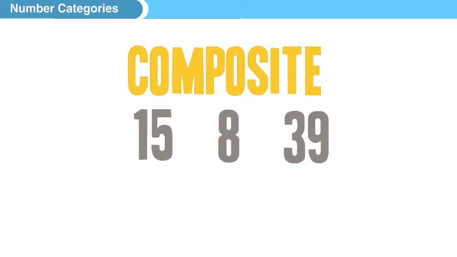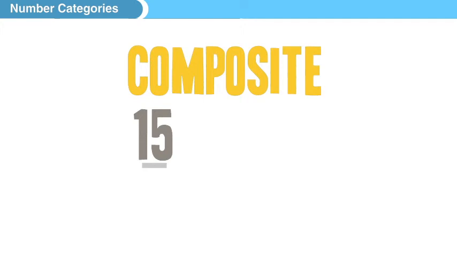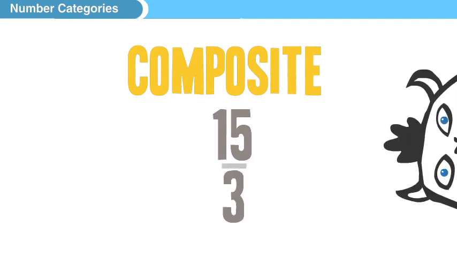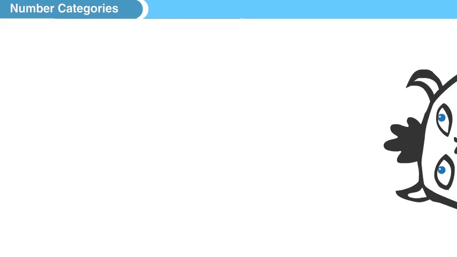The opposite of that is composite numbers. Composite numbers, like 15, 8, or 39, have more than two factors. 15 can be divided by 15 and 1, but also 3 and 5. So it's a composite number. It has more than two factors. So these are the main number categories you need to know to be successful.